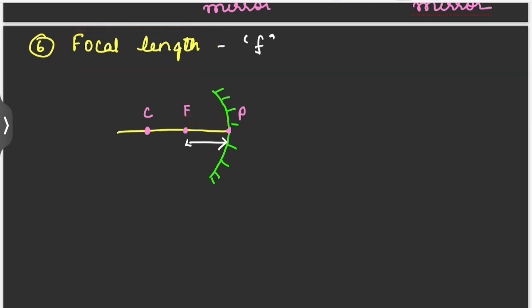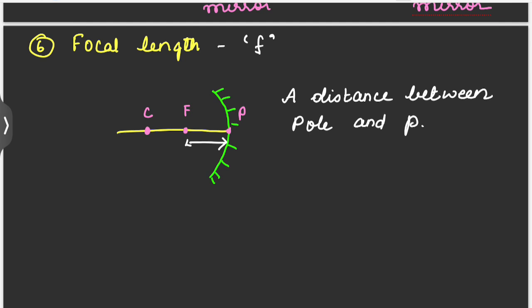So what is the definition you are going to write? The definition we are going to write here is, it is the distance between the pole and principal focus. The distance between the pole and principal focus is called as focal length.